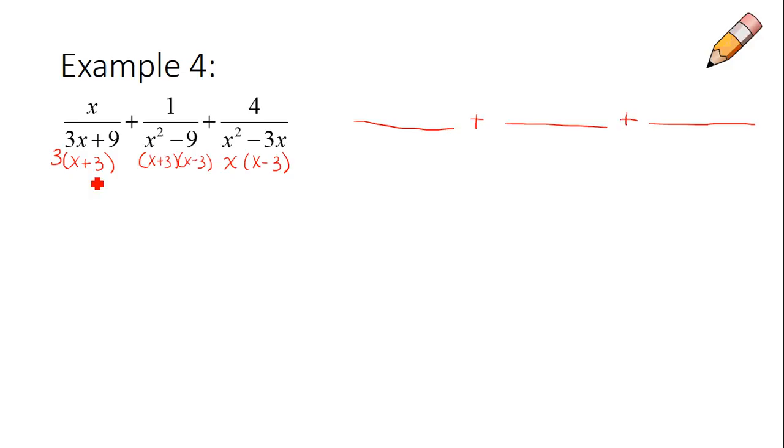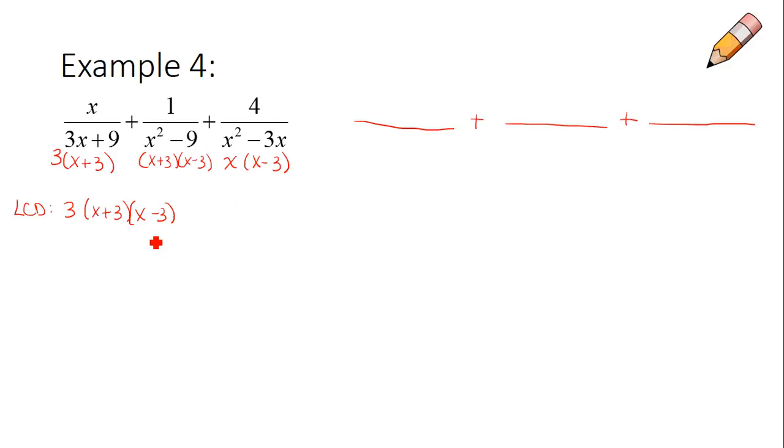denominator. So this first fraction has a 3, so my lowest common denominator must also have a regular 3 out in front. He also has a parenthesis x plus 3. Nice. My second fraction has x plus 3. I already have that in my list, right? He has an x minus 3. Okay, I have to put that down there because it's not in my lowest common denominator yet. And the third fraction has a regular x out in front.